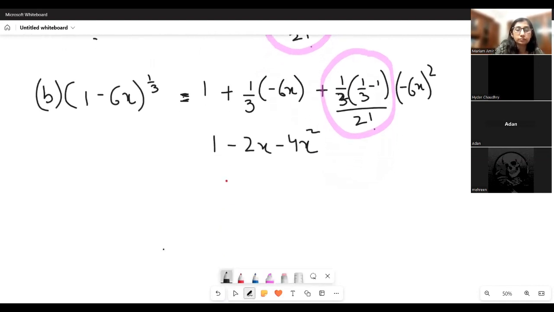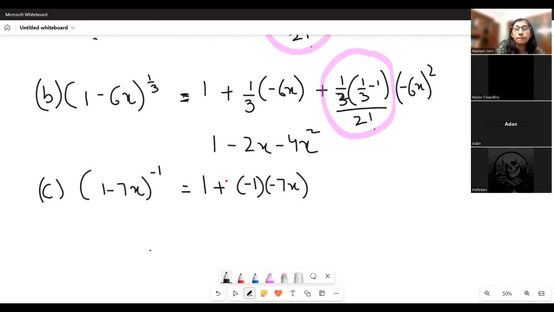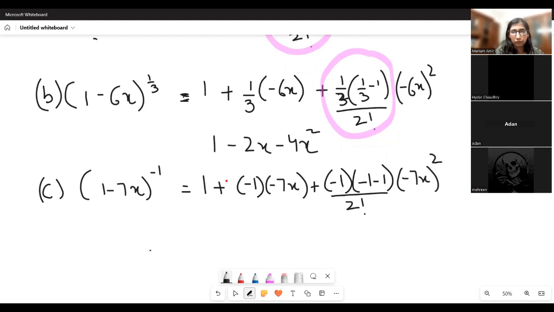Part C is 1 minus 7x power minus 1. So 1, then plus nx. N is negative 1 and x is also negative 7. Plus n times n minus 1 upon 2 factorial times minus 7x whole square.